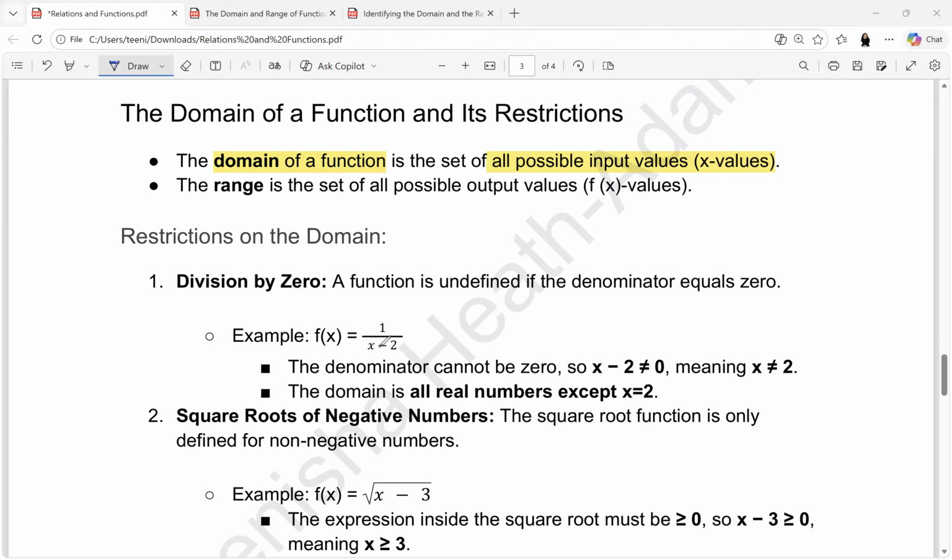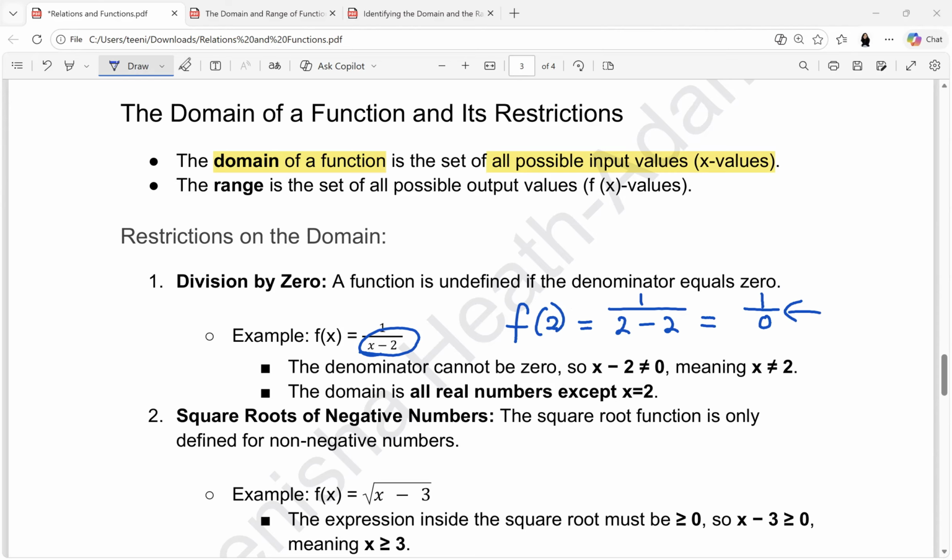But when x is 2, this function will be undefined, because we're finding f of 2, right? When x is equal to 2, it'll be 1 over 2 minus 2, which is 1 over 0. And this cannot be worked out. You cannot divide by 0. And so this function is undefined when x is equal to 2. So whatever value of x makes the denominator, in this case x minus 2, equal to 0 will be where the function is restricted or undefined, all right?